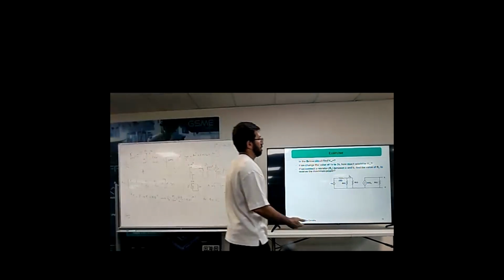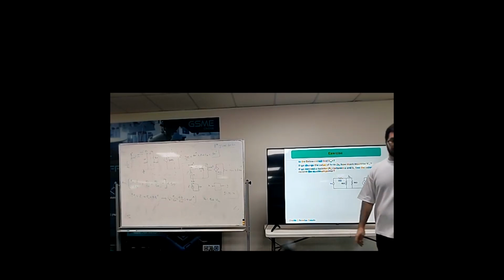The last one, if we connect a resistor between B and A here, how much should RL be to get the maximum power from this circuit? Here is why Thevenin and Norton equivalents are really important.